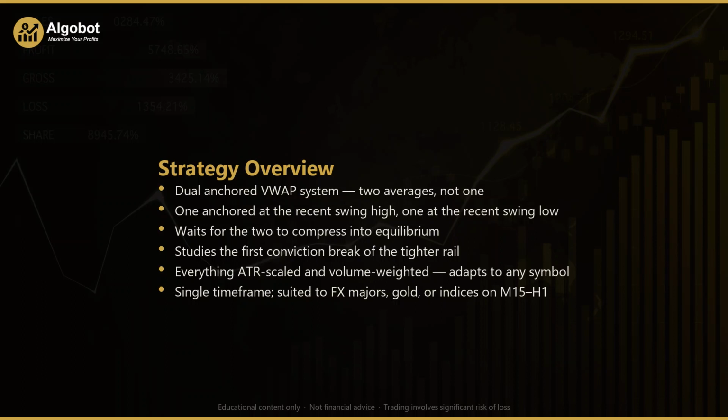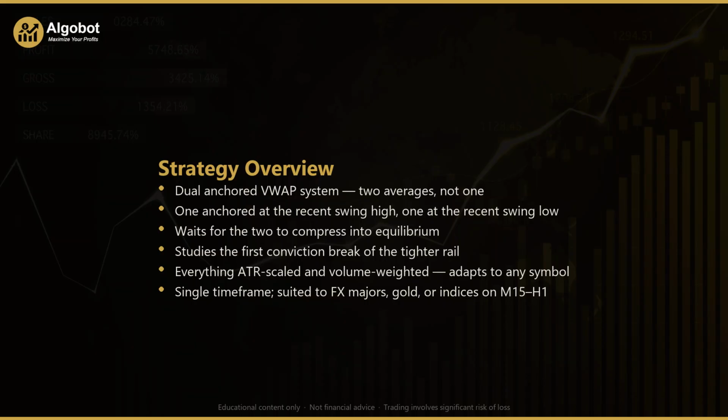When those two averages drift apart, the market is trending or imbalanced, and the strategy simply waits. But when they converge, when the gap between them shrinks below a fraction of the average true range, the buyers from the top and the buyers from the bottom have arrived at the same fair value. The market is coiled in equilibrium, a kind of volume-weighted squeeze.